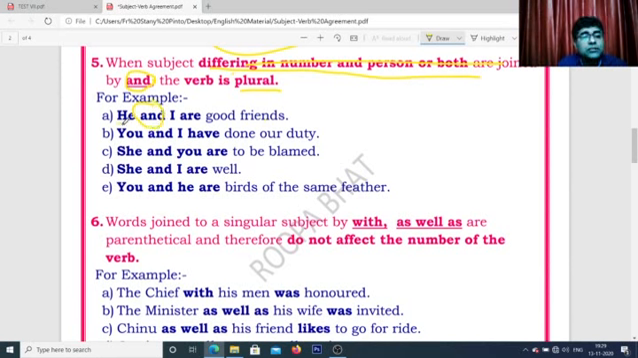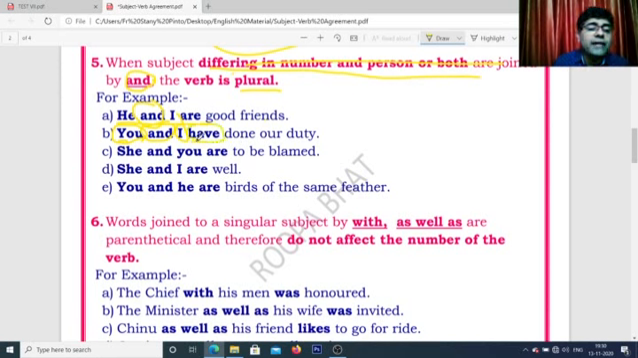We have already seen this actually. He and I. Don't say he and I am good friends. No. You and I have done our duty. This you can be plural. It can be referring to a group of people. Maybe the lecturer comes in front of you and says, you and I have finished our study. You refers to plural and I singular. So differing in number and person or both are joined together by and, then they take a plural verb.